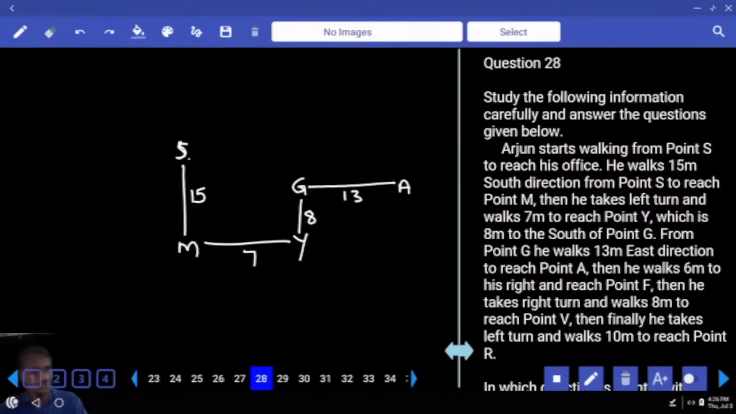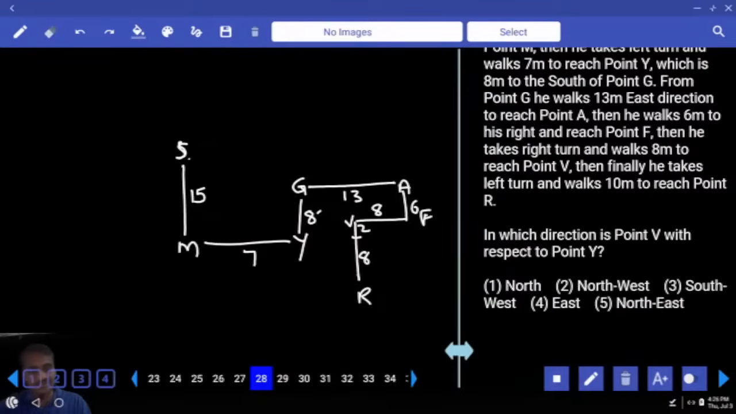Then 13 meters east to reach A. Then he walks 6 meters right. From here, he walks how many meters? 6 meters right to reach point A. Then from here he walks 6 meters right and reaches point F. From this F, then he takes a right turn and walks 8 meters. From F he walks how many meters? 8 meters to reach point V. Finally, he takes a left turn and walks 10 meters. Out of these 8, how much is left over? 2 more left over. 10 meters means 2 plus 8. Finally, he reaches point R. Clear? And this is his final direction.